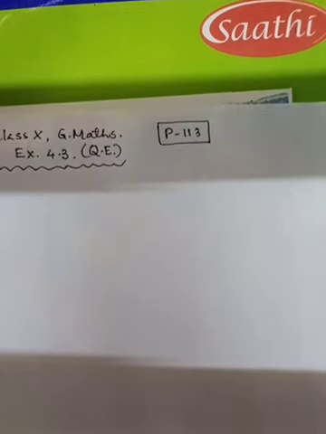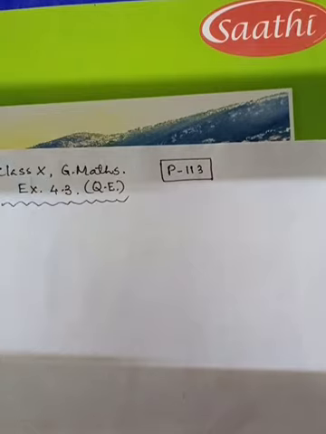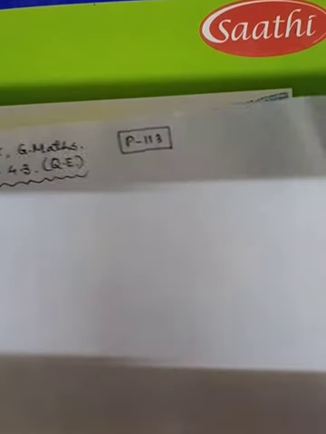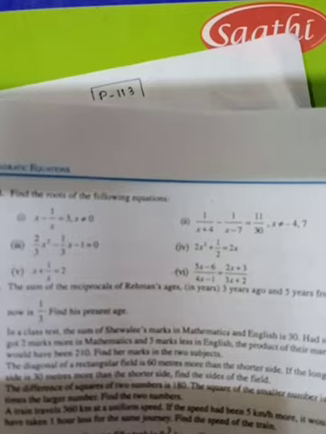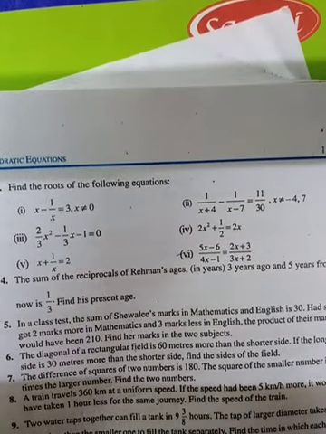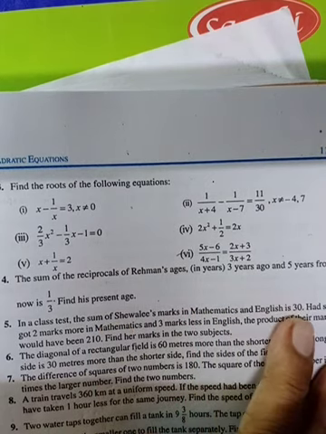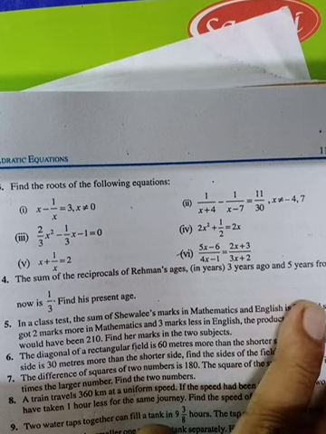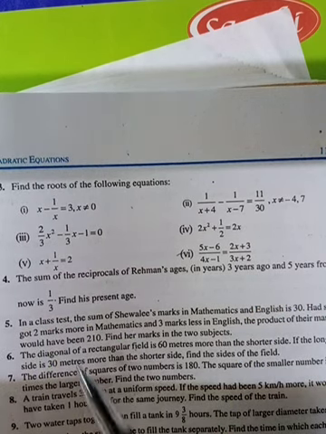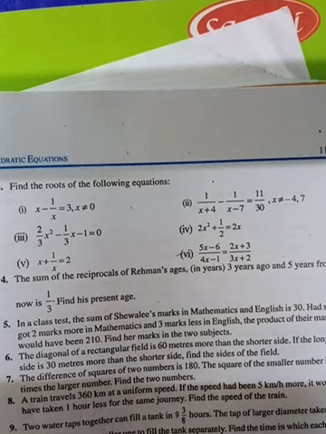We see question 4 given here in your textbook. The sum of the reciprocals of Rehman's ages in years, 3 years ago and 5 years from now, is given as 1 by 3. Find his present age.